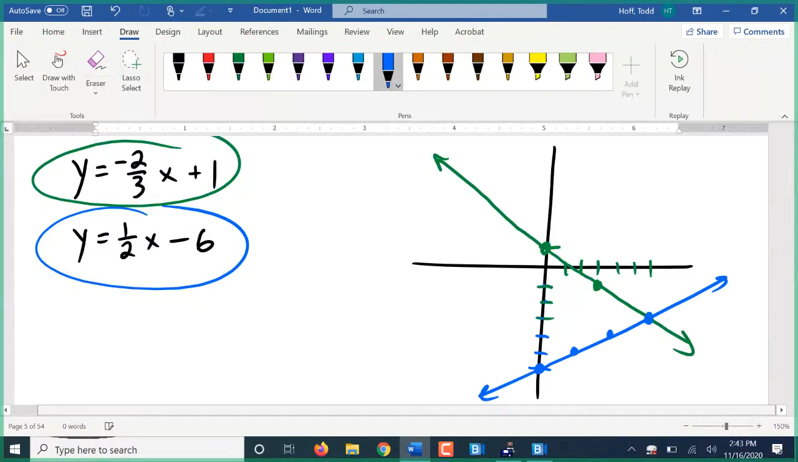So there's the solutions for that equation. And of course, we can see they cross here at 6, negative 3, it appears to be. So that is the solution to that system. And I can double check it in both equations, and it does work.